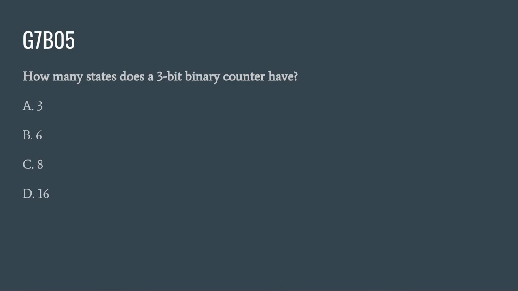G7B05, how many states does a 3-bit binary counter have? A, 3, B, 6, C, 8, or D, 16? Correct answer here, C, 8.